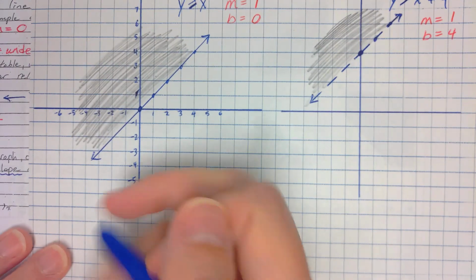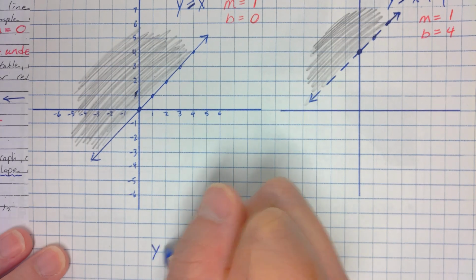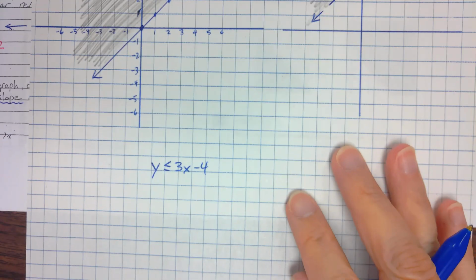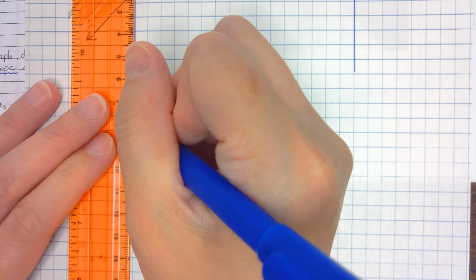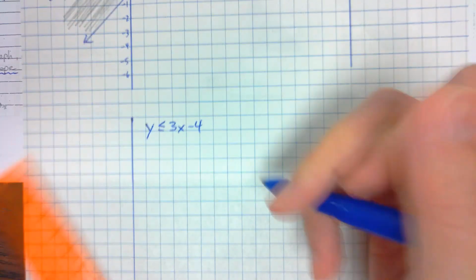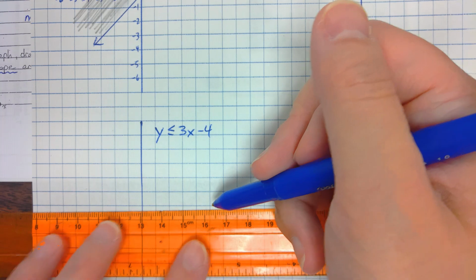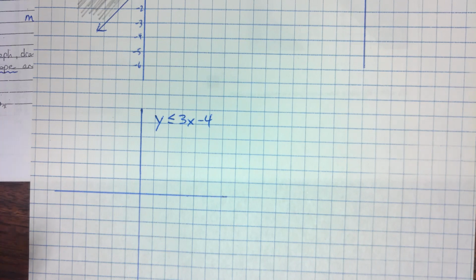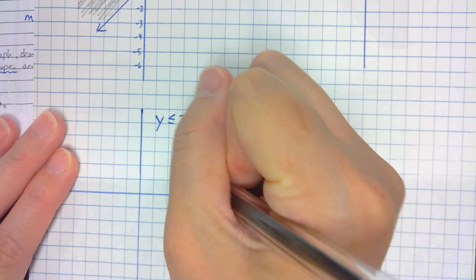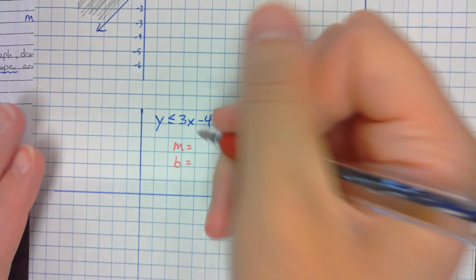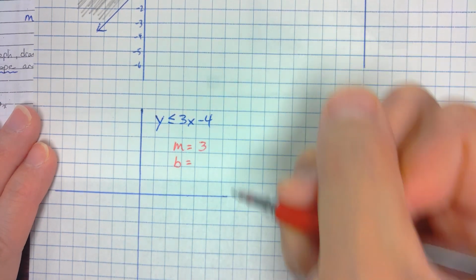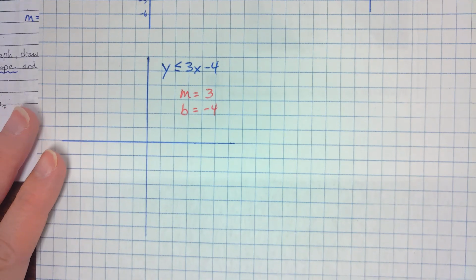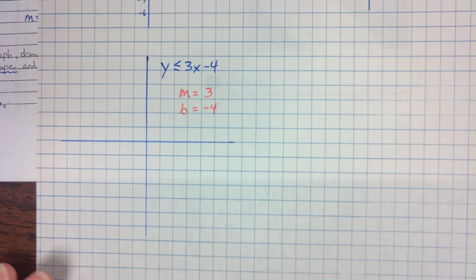Okay. Next one. Y is less than or equal to 3x minus 4. Okay. So all of this. Notice for all of these, my first step was to analyze what the m and the b is. Okay. So what's m? What's b? Michelle. 3, right? No x. And negative 4. Good.